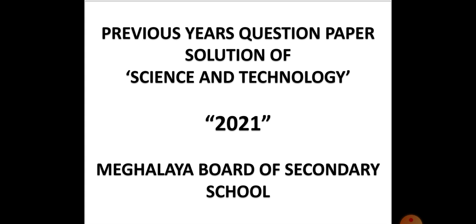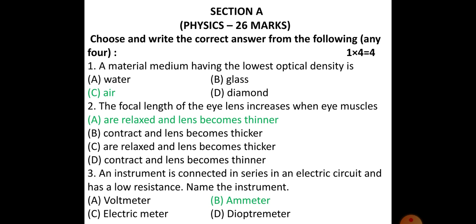On the series of the previous year question paper solutions of science and technology from the MBOSE board, the solved paper of the 2021 board exam. Our first section is physics, and the first part is the objectives of the physics part.